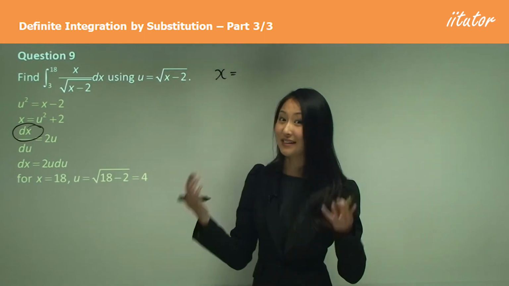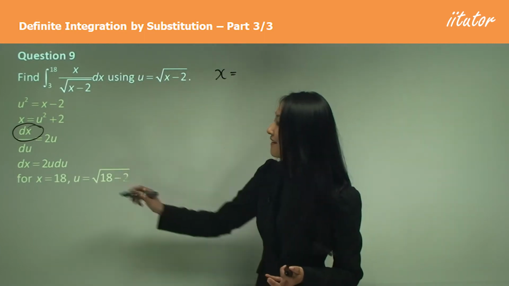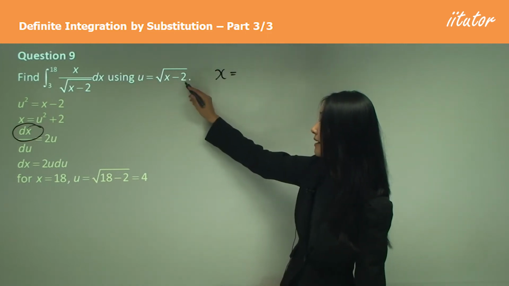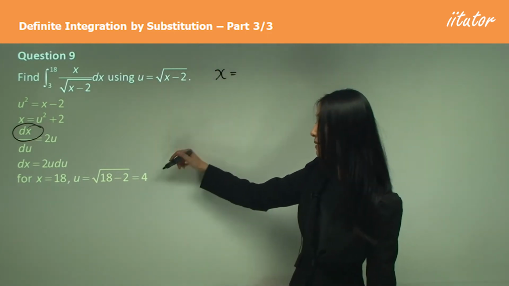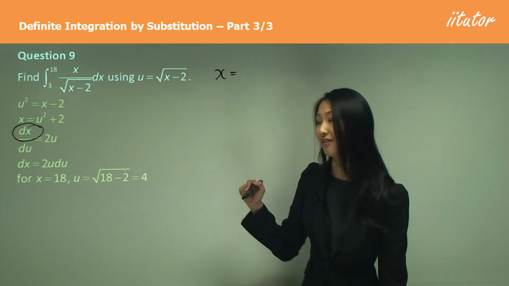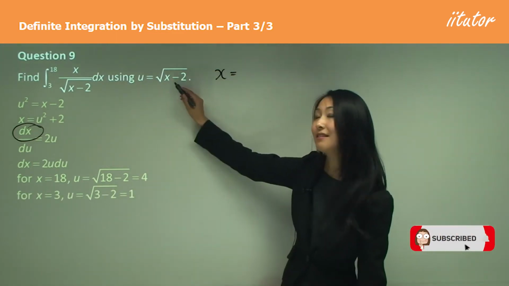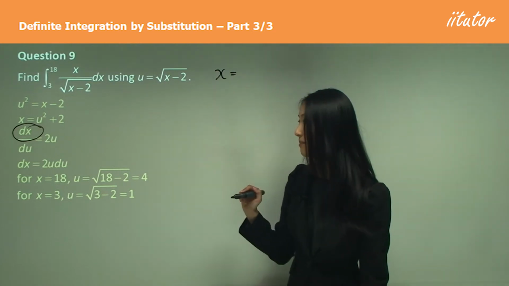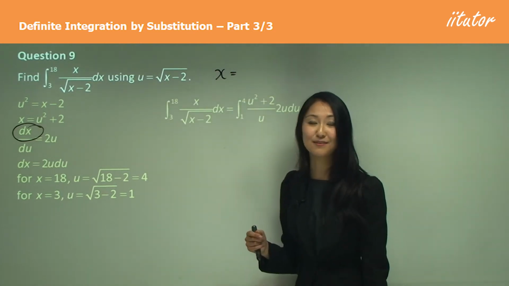And now we always need to work out the limits. So for x equals 18, put it into this equation. 18 minus 2 gives us 16, square root will be 4, so that's a new limit. And for 3, 3 minus 2 is just 1, so square root is just 1, that's our other limit. So now we can finally substitute.